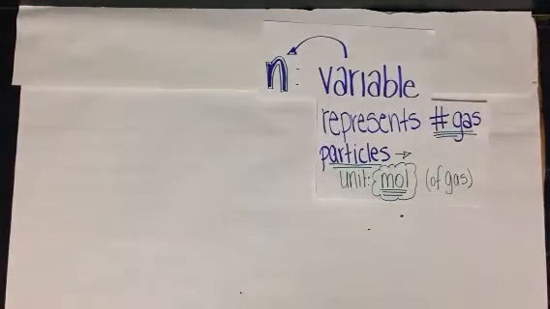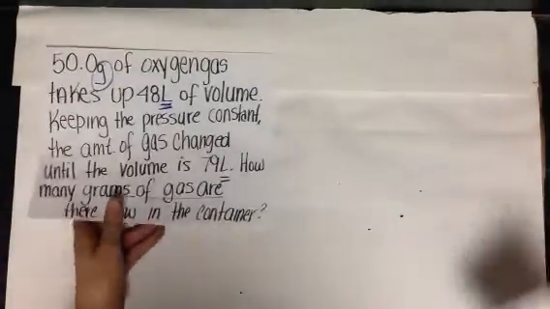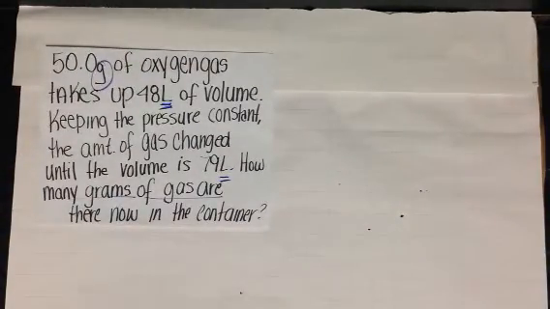Okay, what's a sample problem going to look like? Let's see here. I have 50 grams of oxygen gas, and it takes up 48 liters of volume. Keeping pressure constant, remember pressure has to stay constant, the amount of gas changes until the volume is 79 liters. How many grams of oxygen are there now in the container?